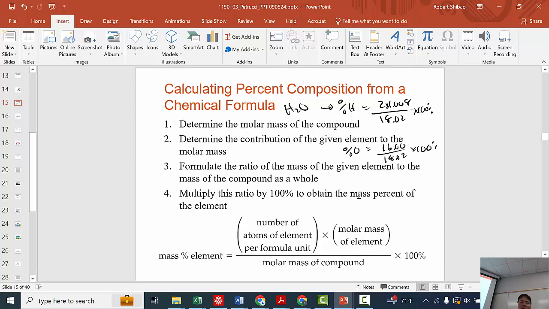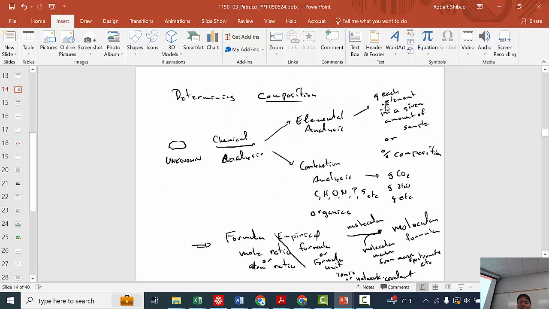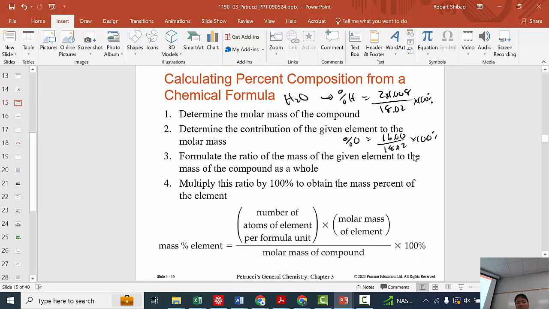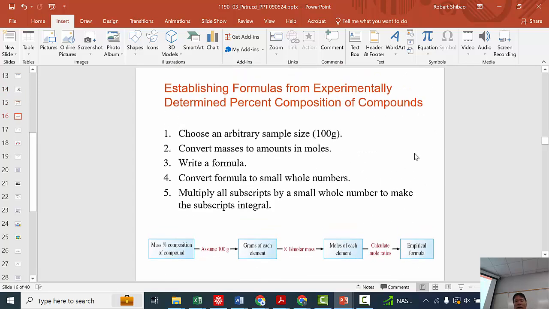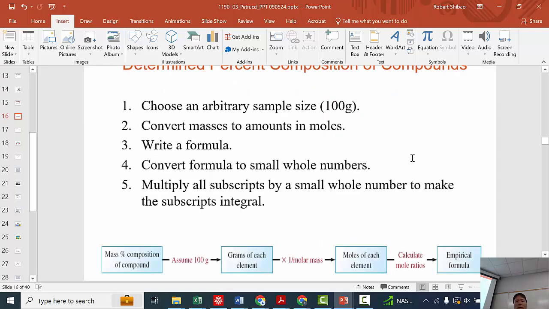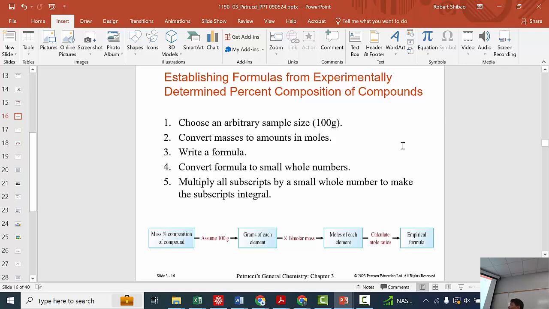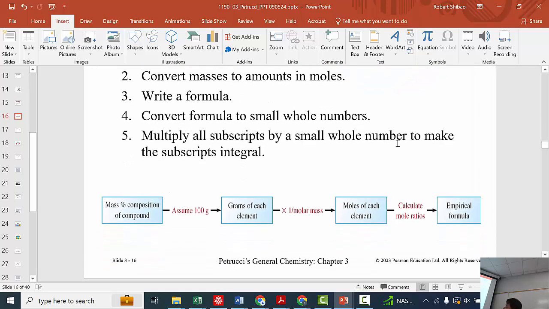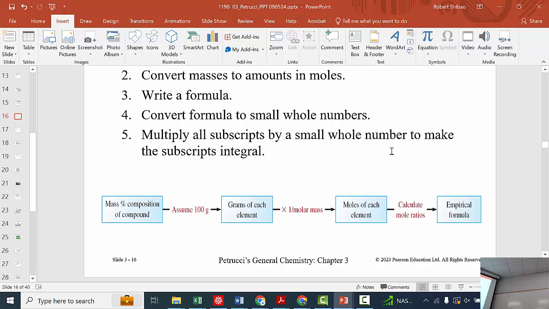Do you guys remember solving the empirical formula from the percent composition? From the percent composition, you assume a 100-gram sample. Then you get the grams of carbon, grams of whatever. So I assume you've all done that. So what we're going to do is look at the combustion analysis.